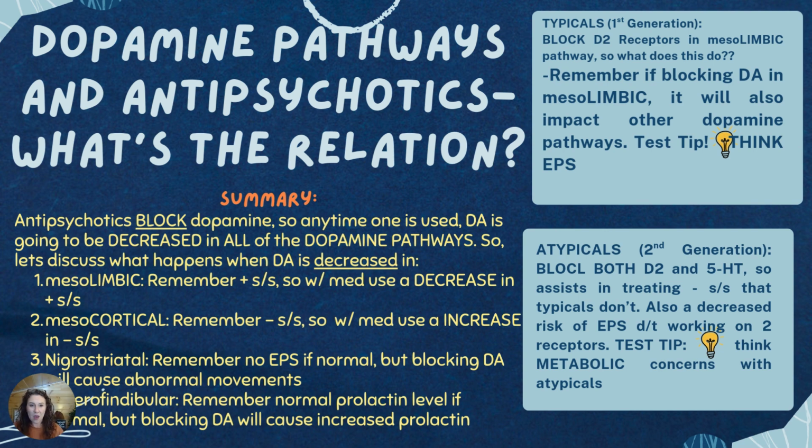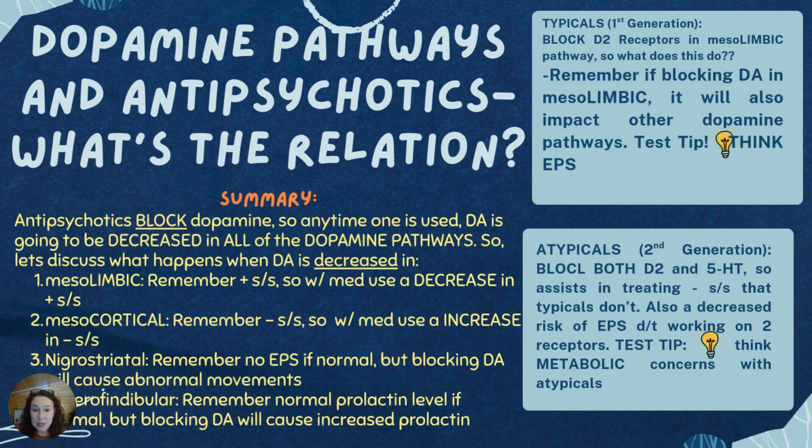So in summary, our antipsychotics that we give patients with schizophrenia, they're going to block D2 receptors. Remember, block. So we're decreasing. They are dopamine antagonists, which means they are blocking dopamine because there's too much dopamine when we have schizophrenia. That's why we have positive symptoms. So antipsychotics are going to block dopamine. So anytime one is used, think dopamine is going to be decreased in all 4 of those dopamine pathways.